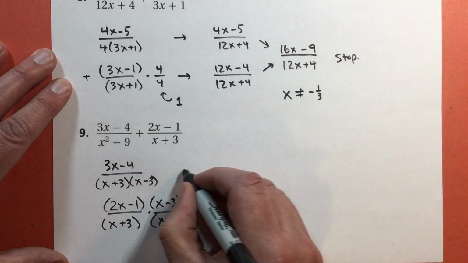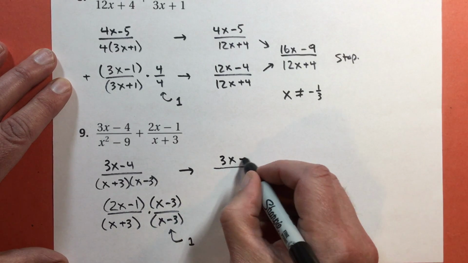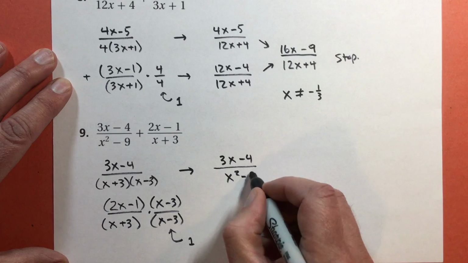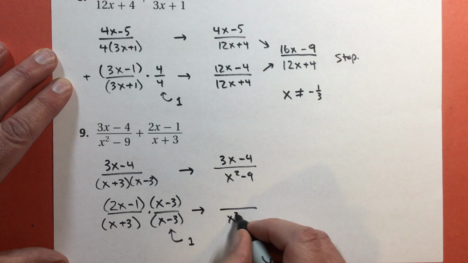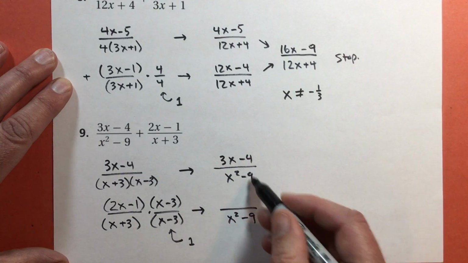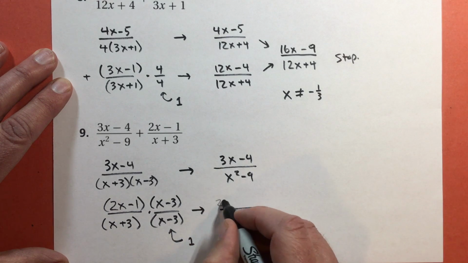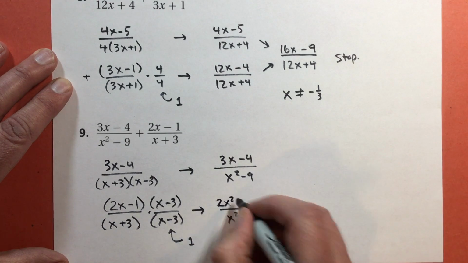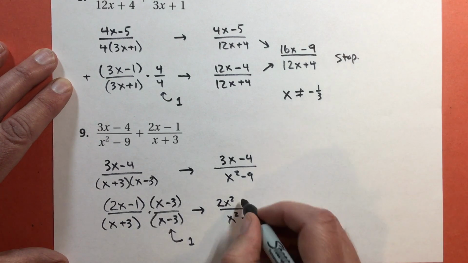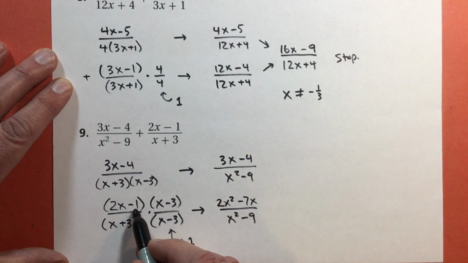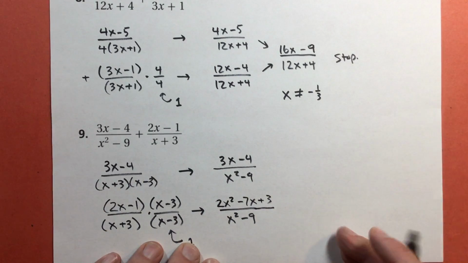Again. So my first fraction didn't change. That stayed the same. My second fraction, my denominator should be x squared minus 9. That's what I want. I want the same denominator. 2x times x is 2x squared. 2x times negative 3 is negative 6x. Minus 1 more x is negative 7x. And negative 1 times negative 3 is plus 3. Extend that out a little bit.